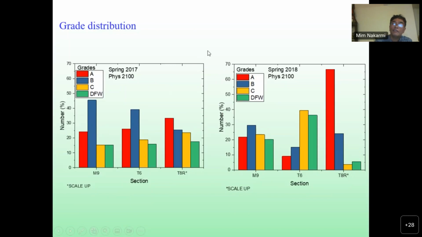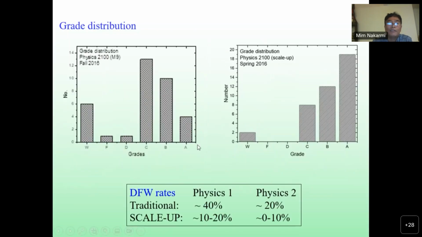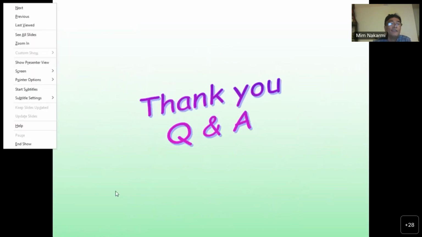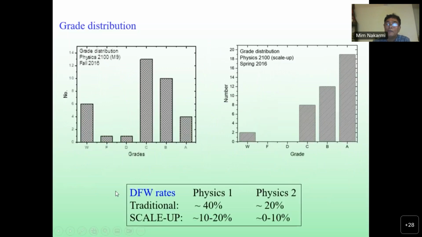These are the sections. Scale up I taught, and the others are taught by others. For one section, I taught scale up in spring, and then I taught the conventional class in fall. So this result is from students taught by me. Another was scale up I taught, and the other groups are taught by others.